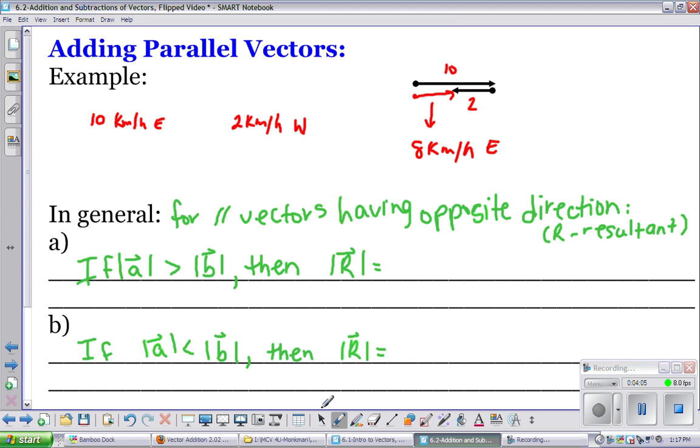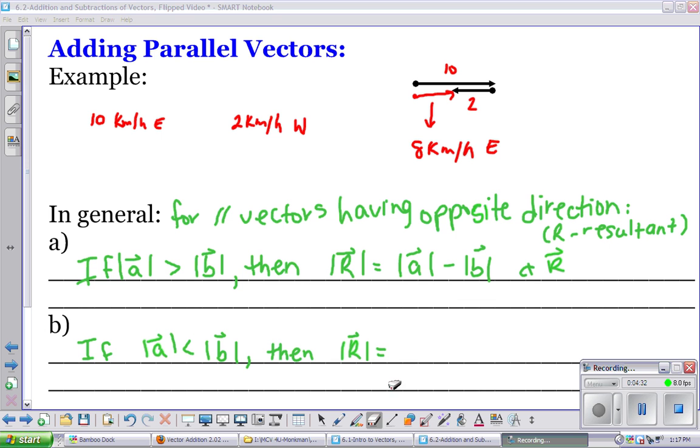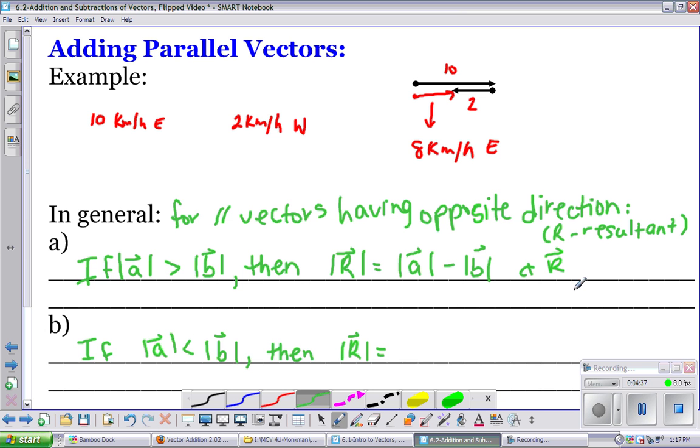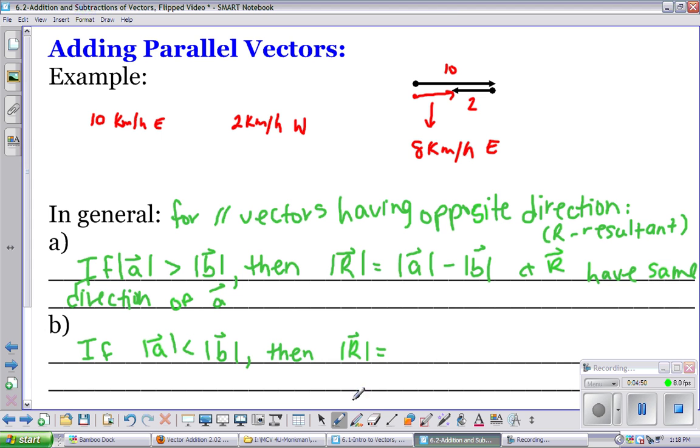So in general, if we have parallel vectors which have opposite direction, where r is the resultant vector: if the magnitude of A is bigger than the magnitude of B, then the magnitude of the resultant, which would be A minus B, is the magnitude of A minus the magnitude of B, and the resultant r will have the same direction as A. Vice versa, if your B was bigger than your A, then the magnitude of your resultant vector r will be B minus A, and r has the same direction as B.